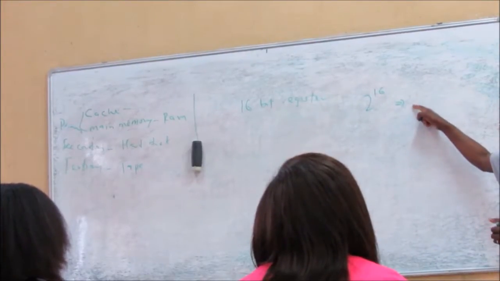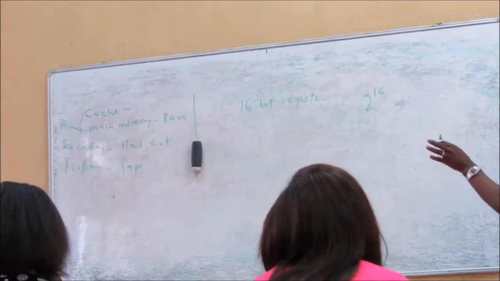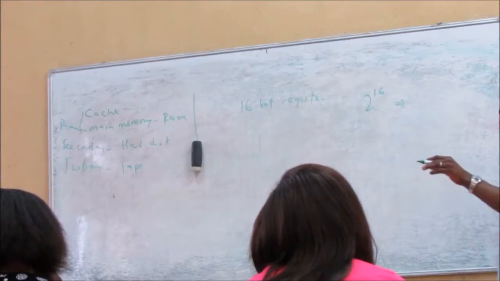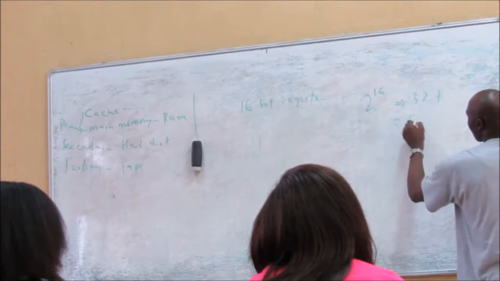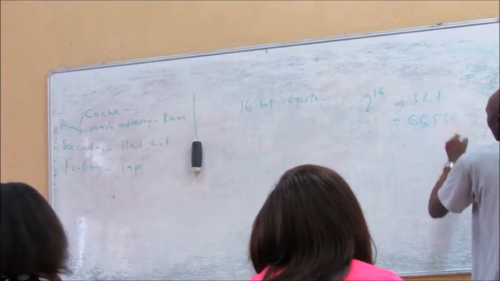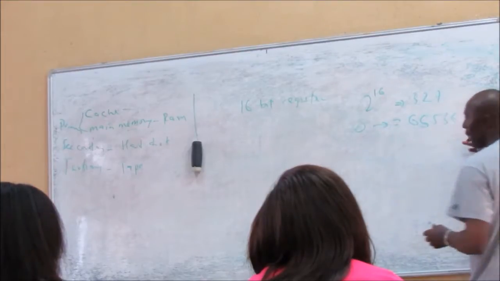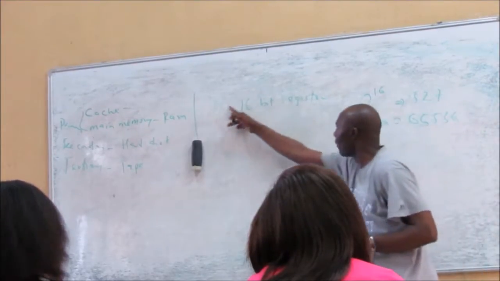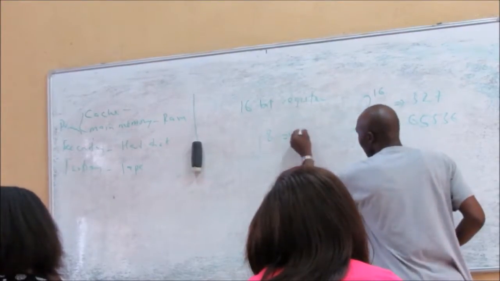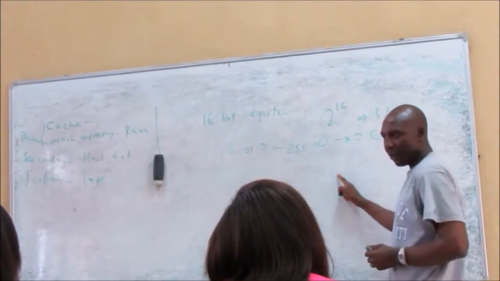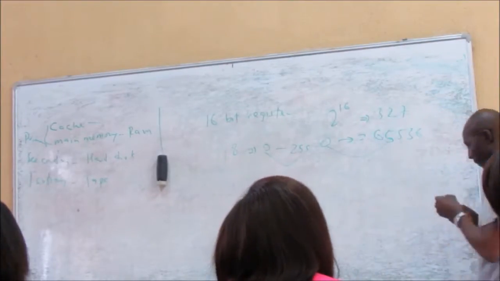What should be the maximum for 16 bits? Is it 32? 16 bits should be 65,536. So some will have simply said 0 to 65,535. That is what this can produce for you. 8 bits can go as far as 0 to 255. Now, this is good.